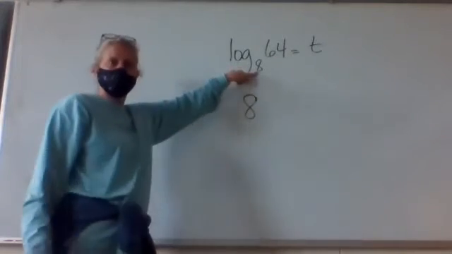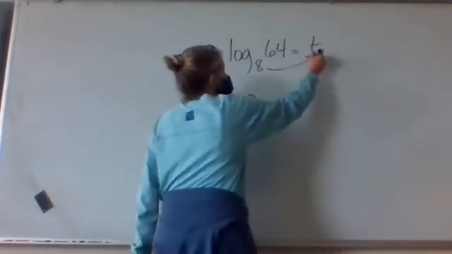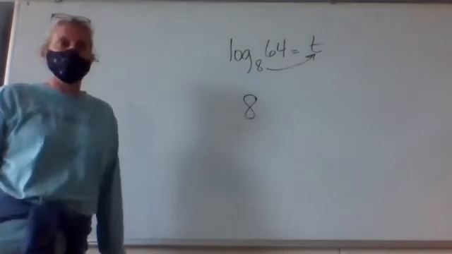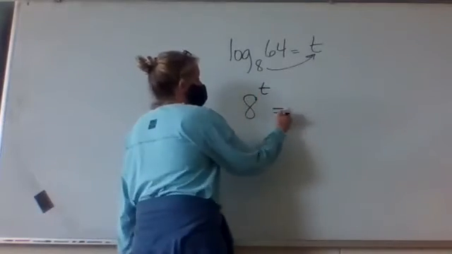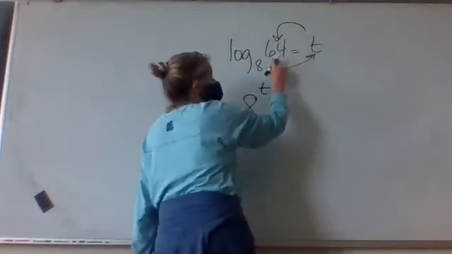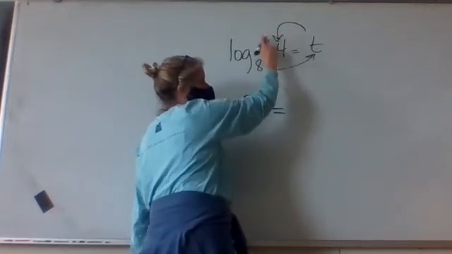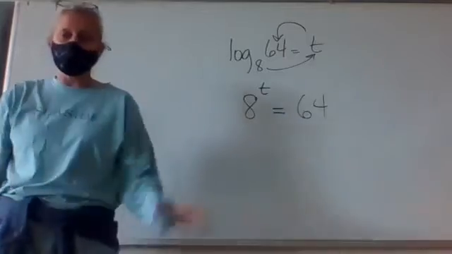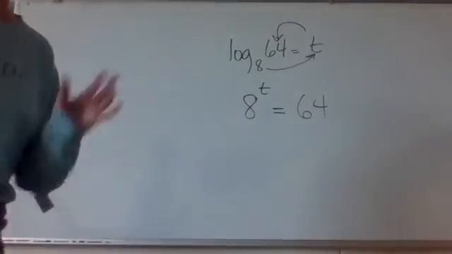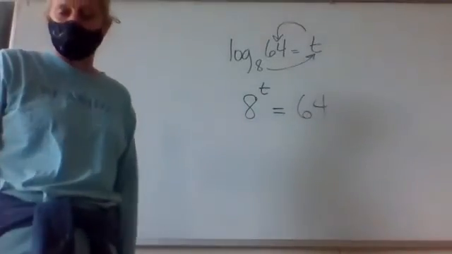You're going to have 8. That's going to be your exponent, so 8 is going to be raised to the t power. Then it's going to be equal to whatever is in this position of the log. So 8 to the t equals 64. It doesn't even want you to solve it. It just wants you to rewrite it.